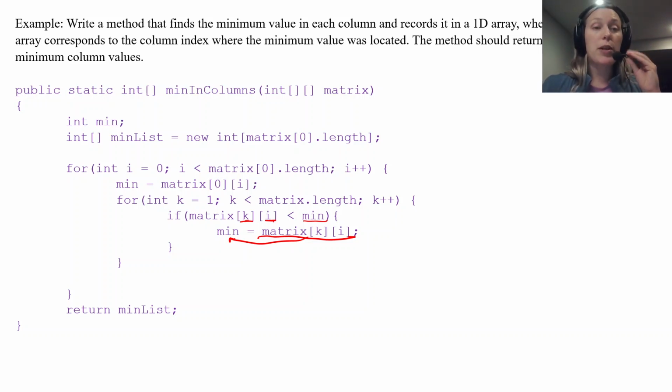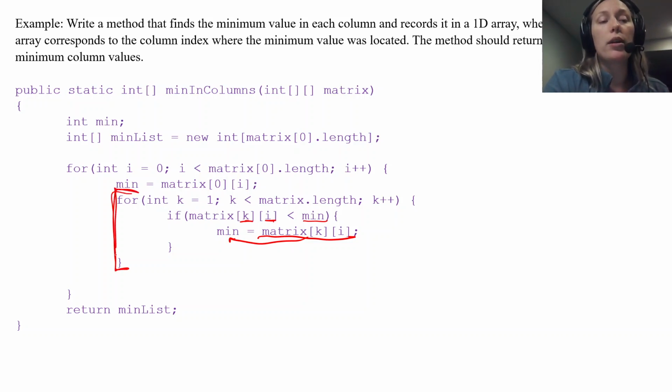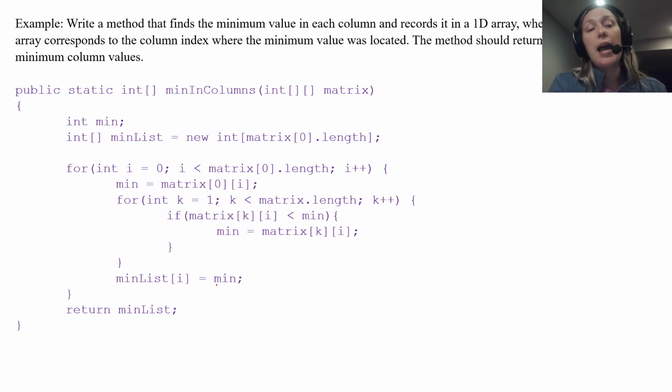Okay. Now what do I do? Once I've looped through my whole column, so I've gone through each row, I've reached the end of this loop, I have my minimum, I need to assign that minimum into my min list. And at location i, where remember i represents the column I'm on, which also corresponds to the index of my one-dimensional array.